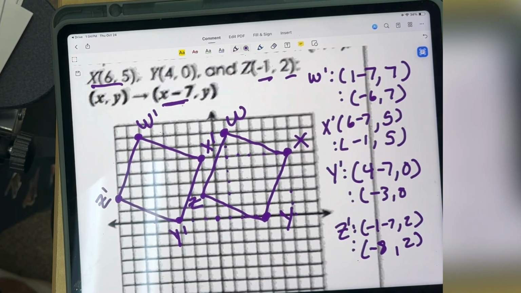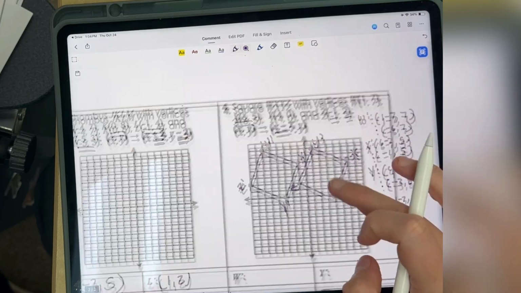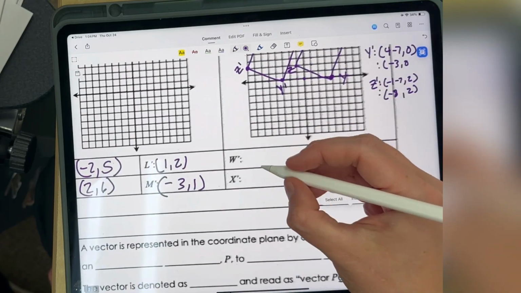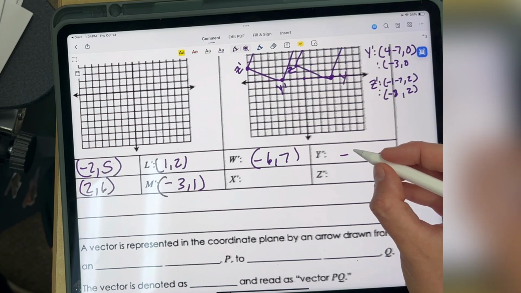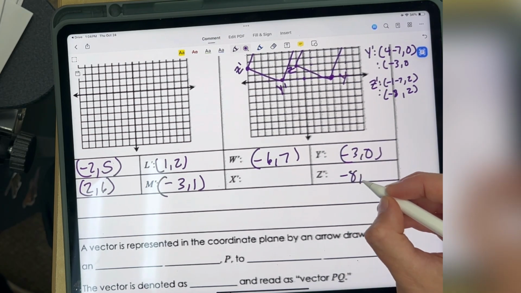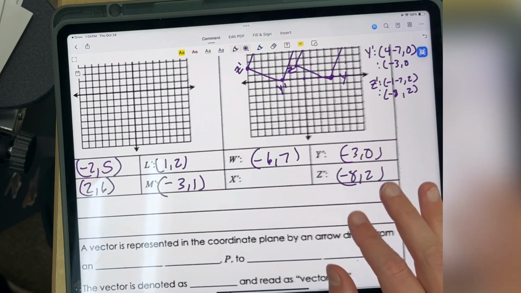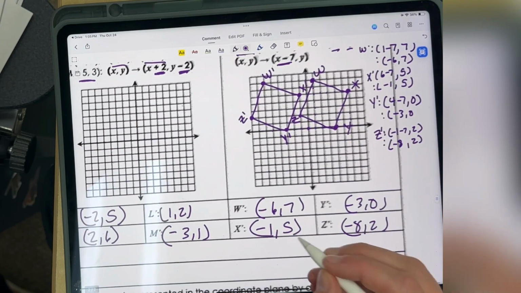All right. I told you it's not going to be that painful. It's probably more painful to listen to me than actually do this. All right, hopefully you have no questions on that. Those points again were -6, 7. Y was -3, 0. Z was -8, 2. And X was -1, 5. Boom.